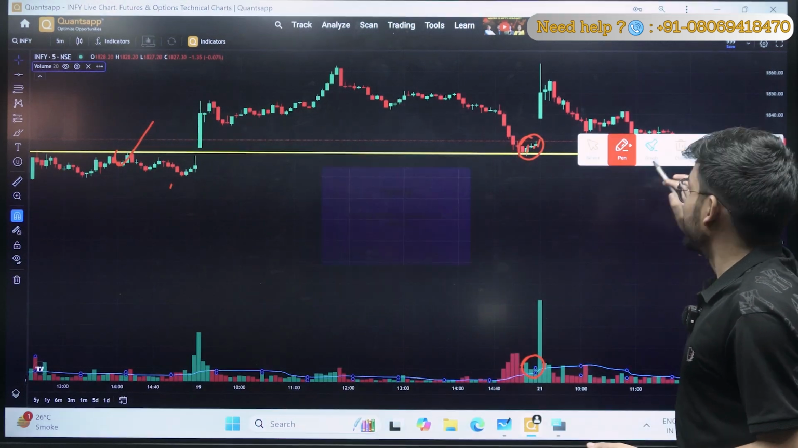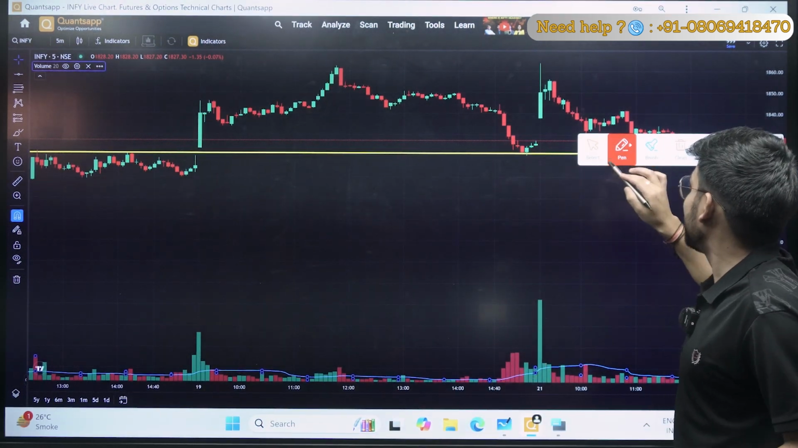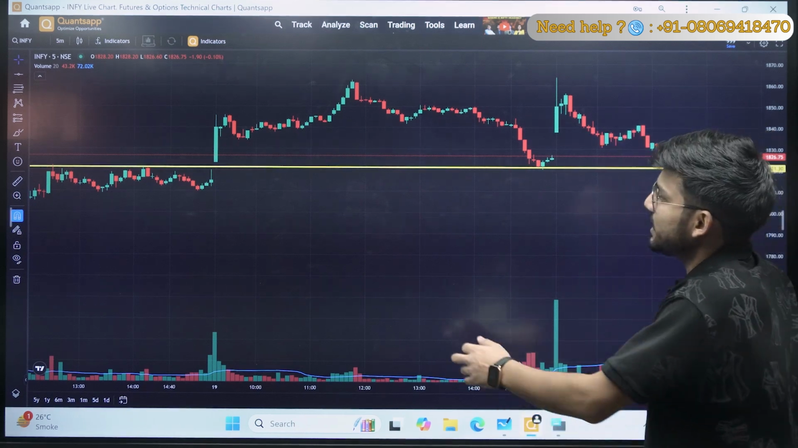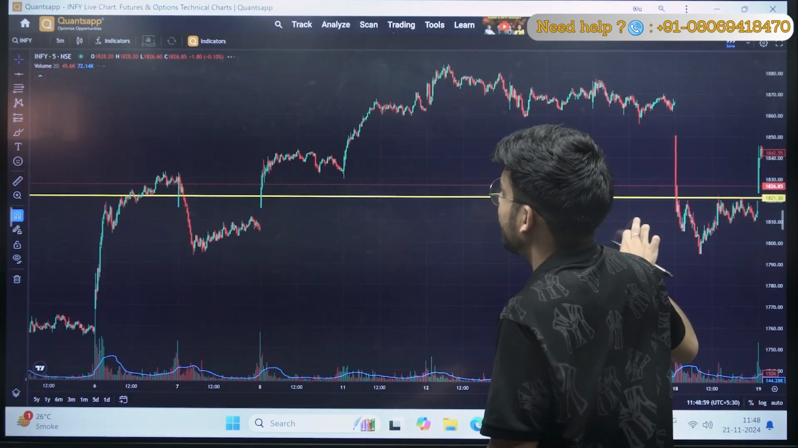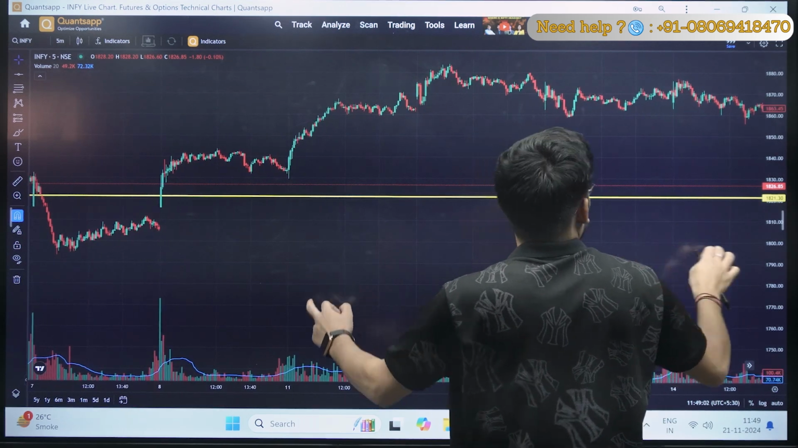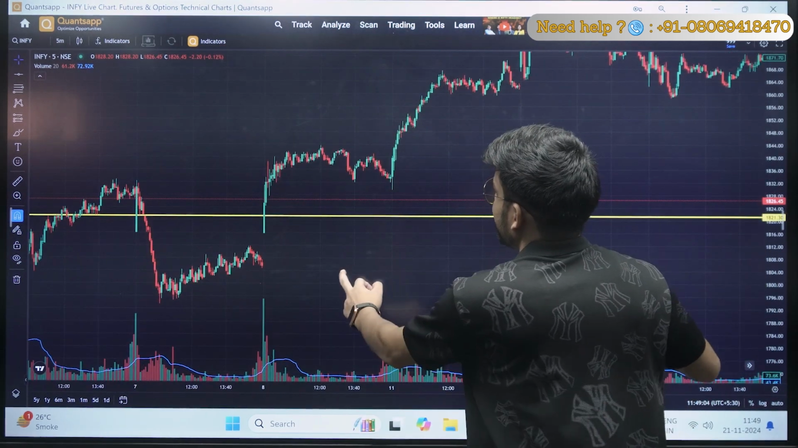Let's see some other examples as well. Let's see if we can find some examples of imbalance as well, and then I'll show you. You can see here at this point of time.